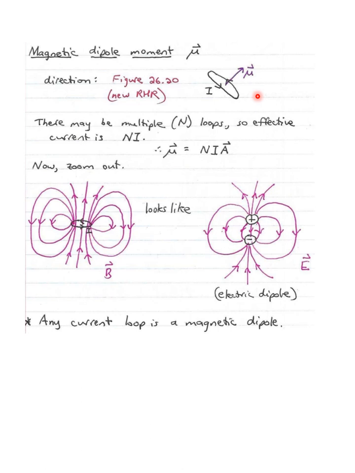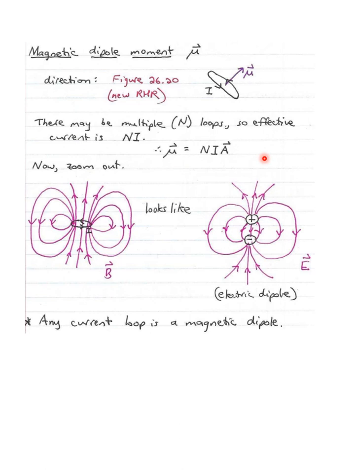Now, there might be multiple loops. So let's say if there are 5 loops, we'll say n equals 5. So the effective current then is n times I. If it's a current of 1 ampere and there are 5 loops going around, then effectively, for purposes of the dipole moment, this is a current of 5 times 1 ampere, or 5 amperes. So if we allow for that there might be multiple loops, we can say that the magnetic dipole moment vector, mu, is n times I times A.